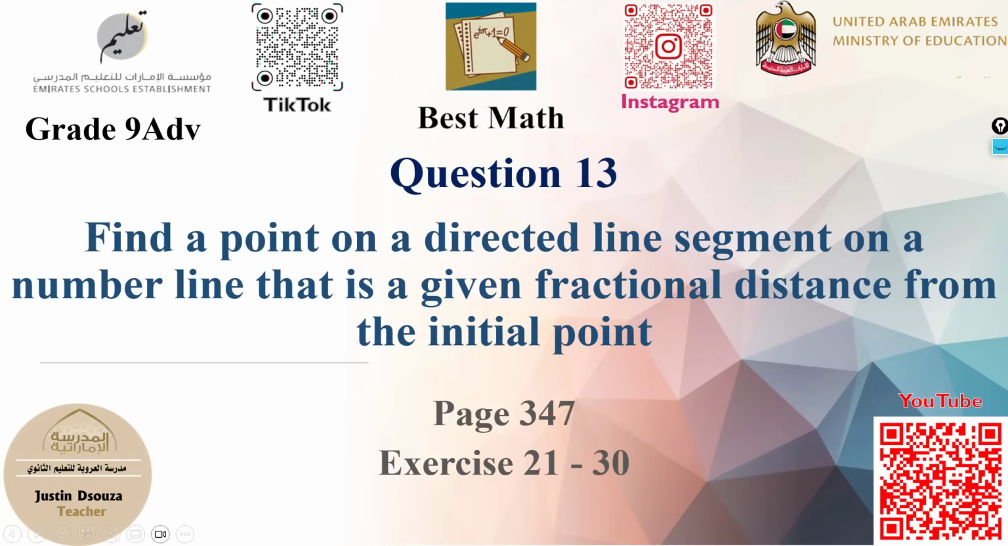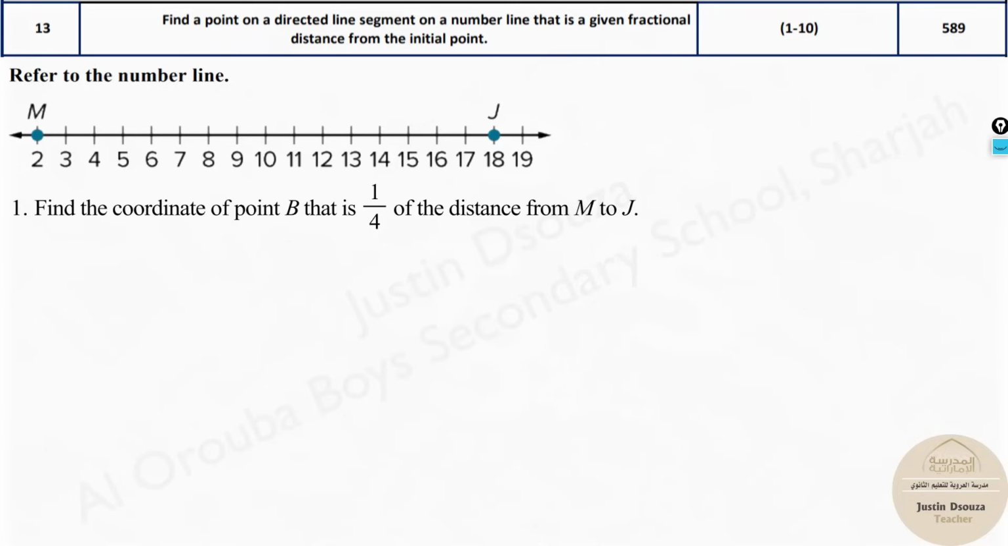In this video, we will learn how to find points on a number line. Here we have a number line and they have told us to find the coordinate point of B that is 1/4 the distance from M to J. They have given points M and J and we need to find a point which is 1/4, that is, a quarter of the total distance.